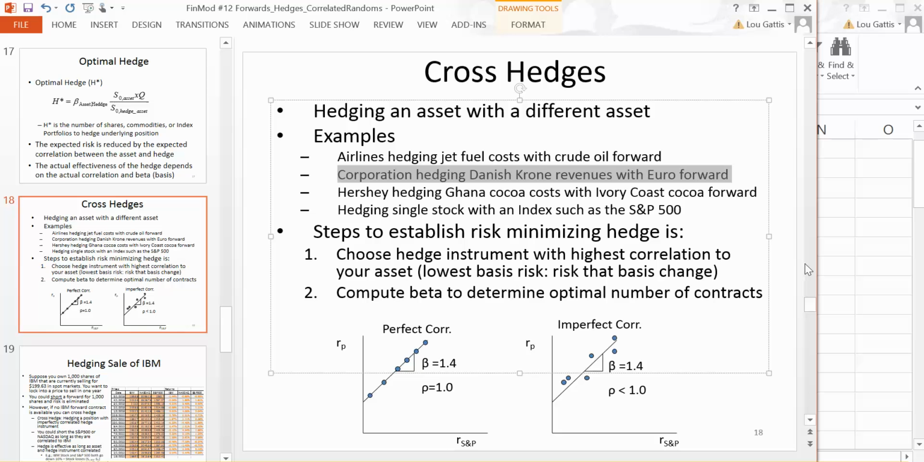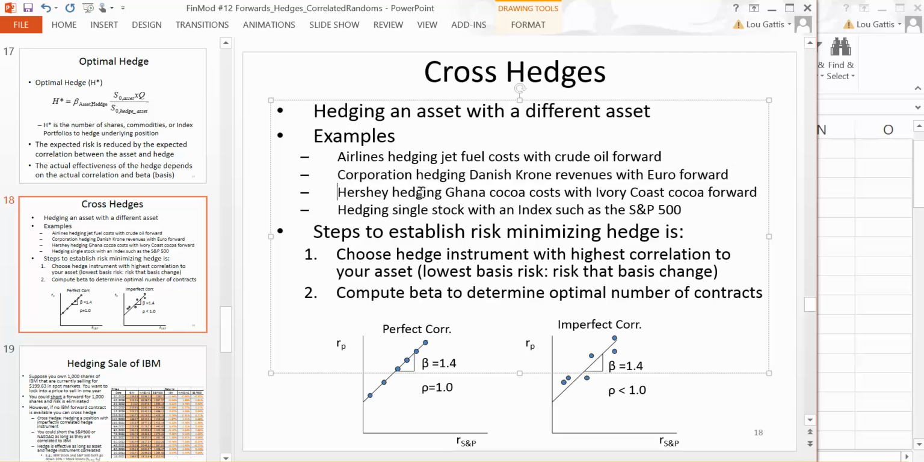Say the firm expects to receive or pay a large amount of krone in the future. Now this Danish krone is pegged to the euro, so it's perfectly correlated to changes in the euro. So a firm that has an exposure to krone can hedge using a contract to buy or sell euro. And as long as they move 1 for 1, they'd be perfectly hedged.